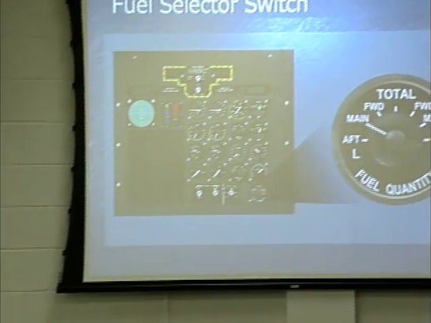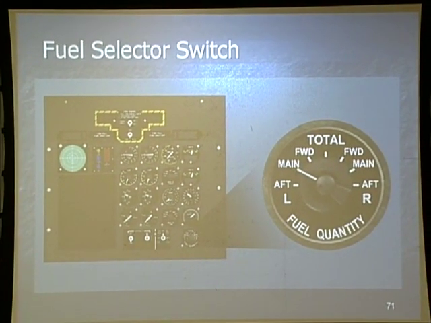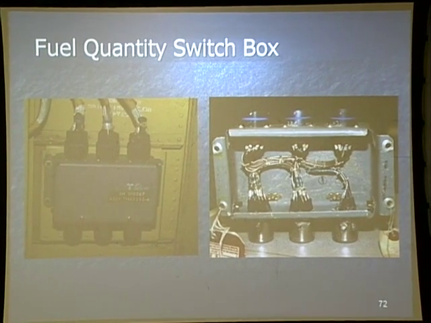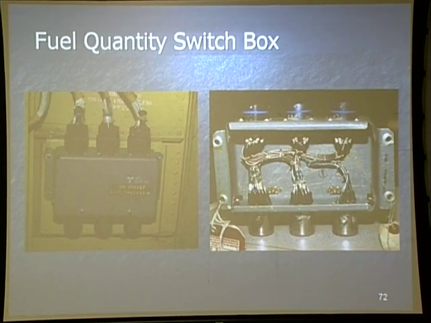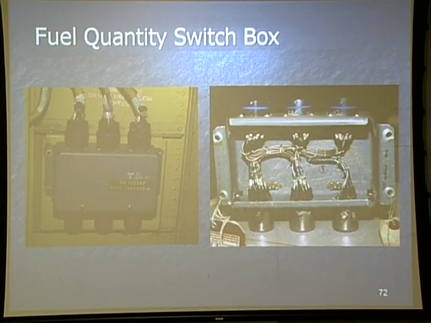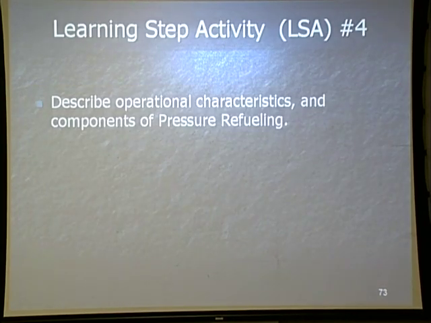Okay? So as it's already been pointed out, it is an AC system, so it does require AC power to see what the fuel quantity is. This is the fuel quantity switch box. Why are we showing it to you? Just so that you understand that that's the process it's going through to dictate and determine what indicating system we're actually attaching to.